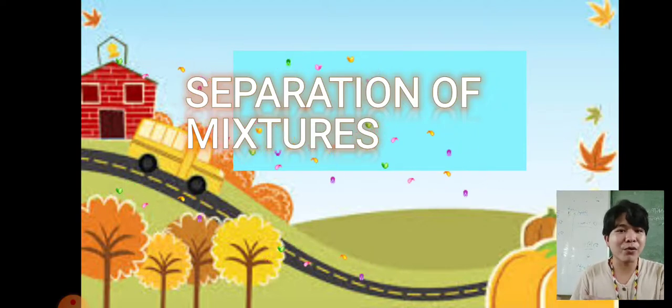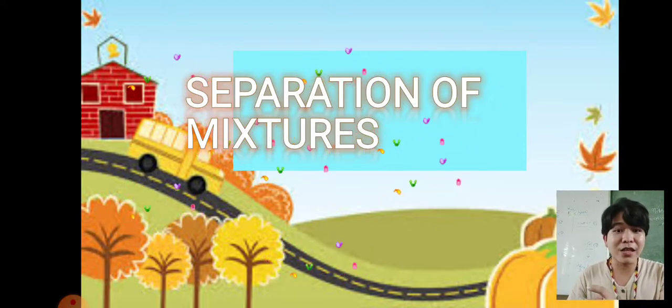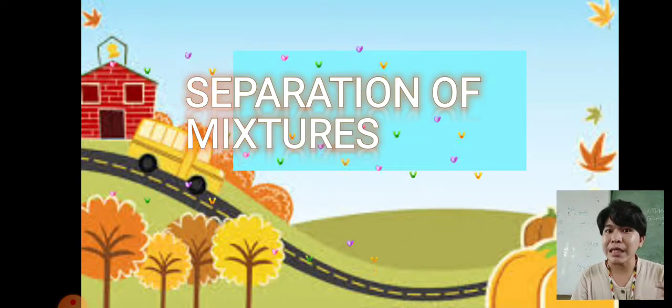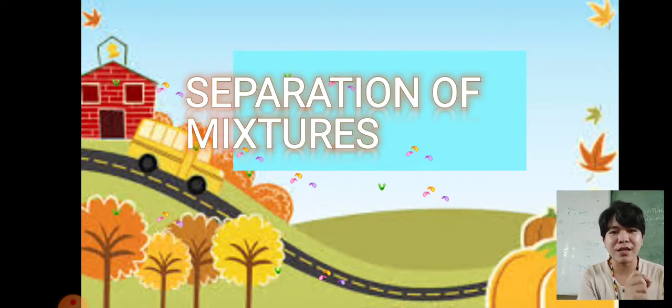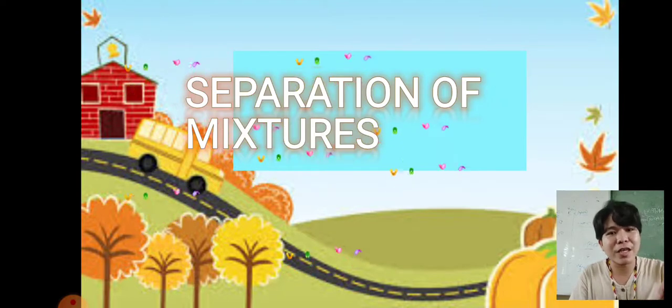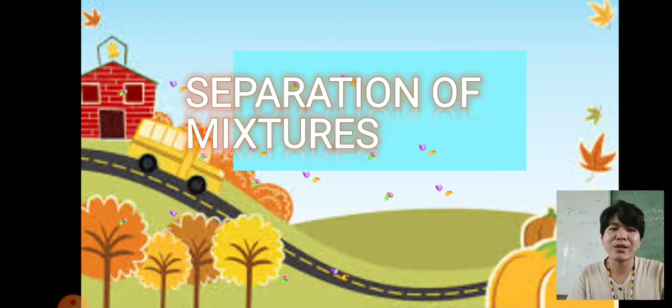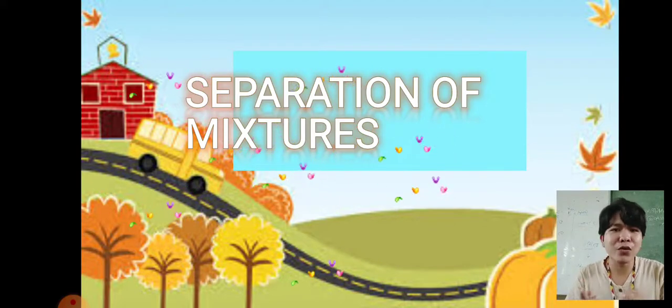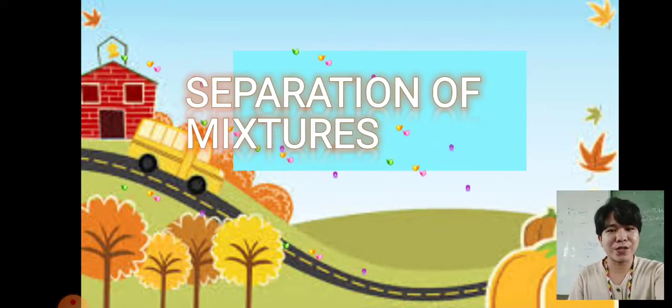We cannot see the separate things that were mixed, as compared to heterogeneous, wherein we can see them. For example, we mix sand and water. Di ba makita nato nga lahi ang sand as well as water. And now, here we will discuss how to separate mixtures.